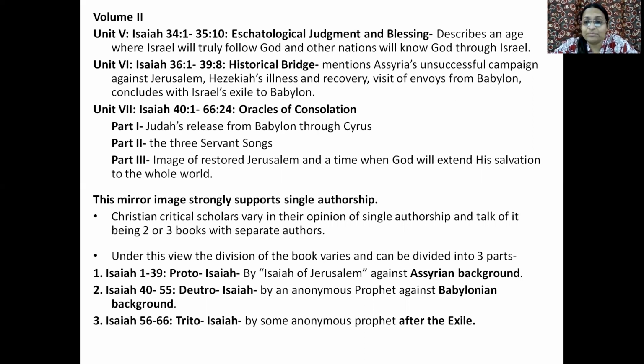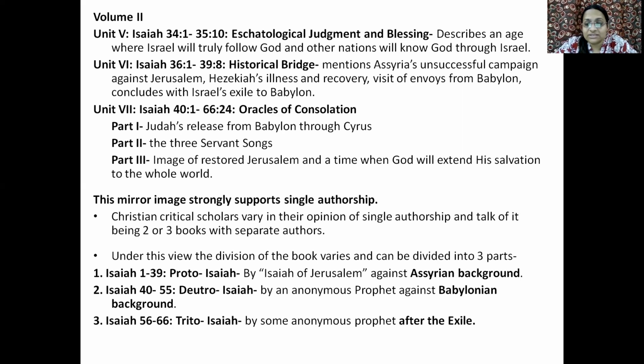Then we have the second part, Deutero Isaiah, which is from chapter 40 to 55. It is considered to be written by an anonymous prophet whose name is not mentioned, because it has a Babylonian political background to it.